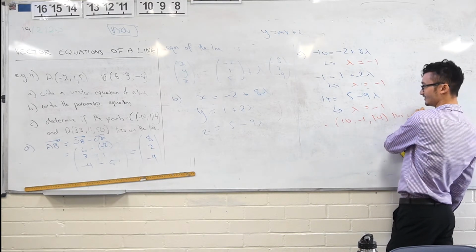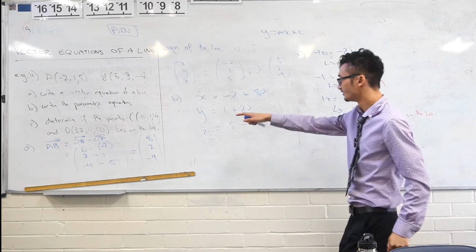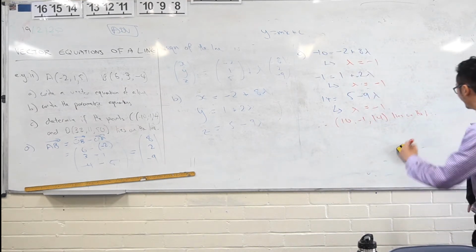Okay, so all the lambda values work. So therefore 10, negative 1, 14 lies on the line. Let's try the other one. And that was the worst written line I've ever written.